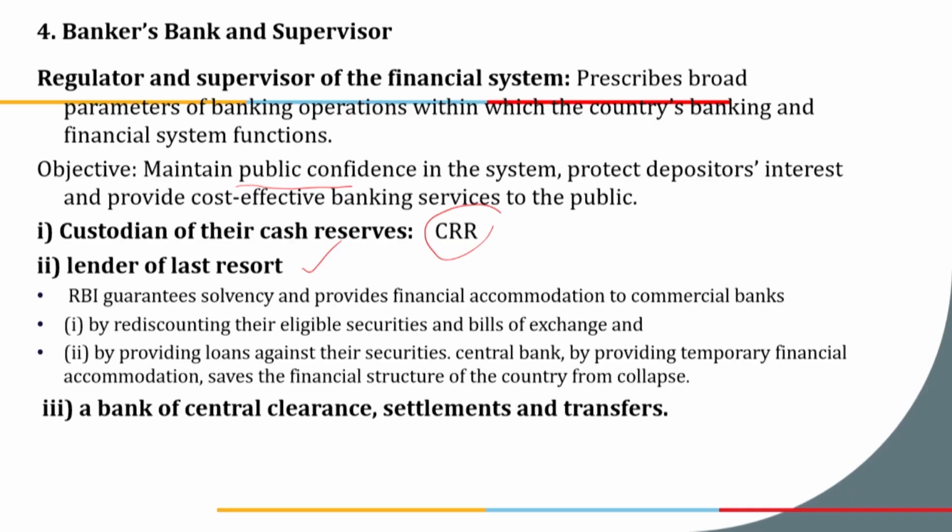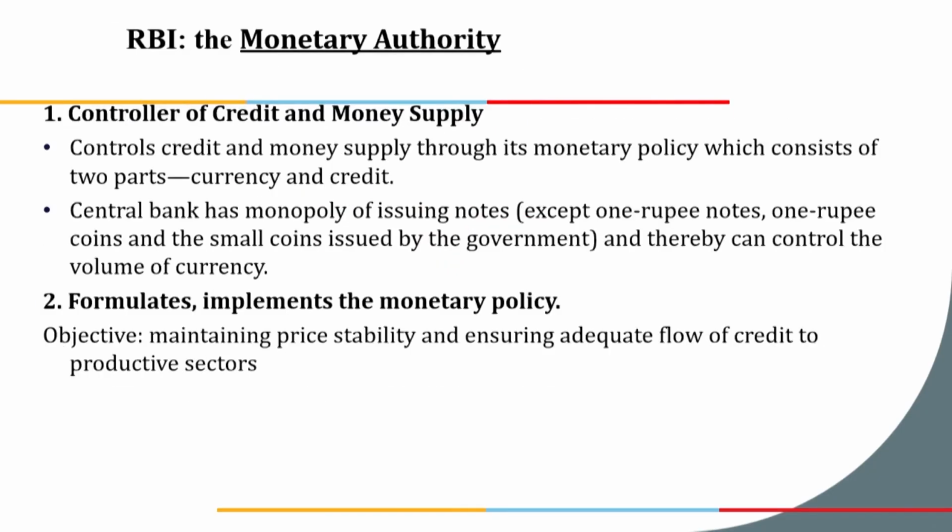For example, you are making a financial transaction to another person through your bank, and that person has the account in another bank, not in your bank. At this time, it is the central bank that acts as the clearing house and makes all the settlements and transfers easier. Okay, so coming now to RBI.